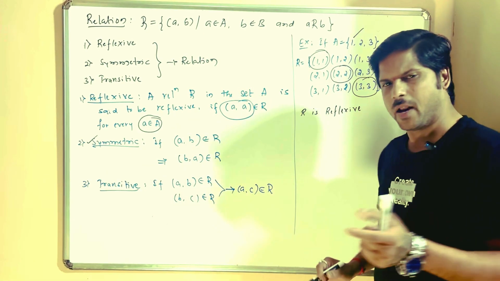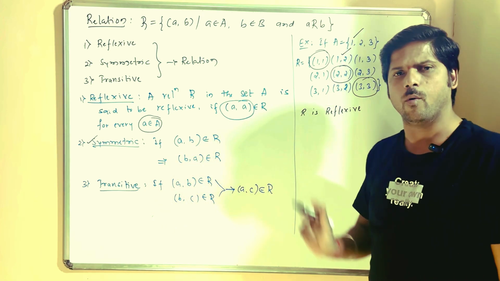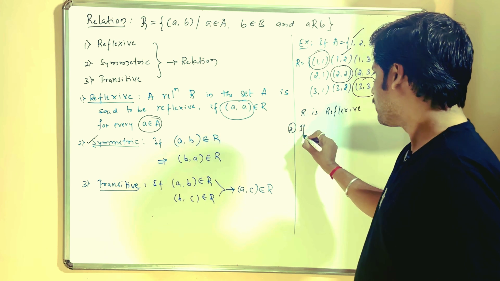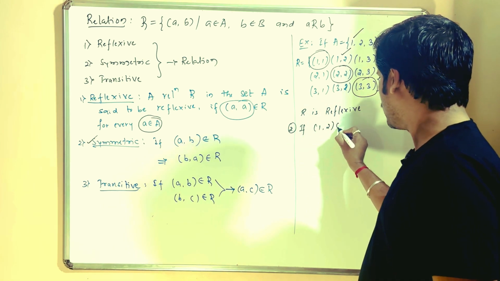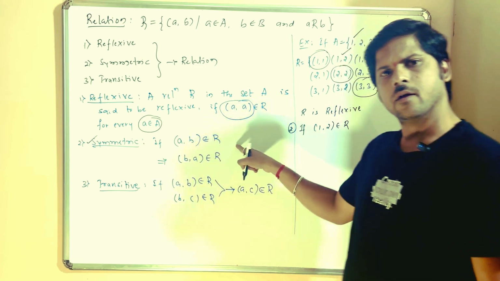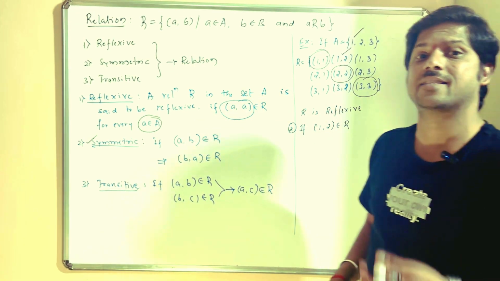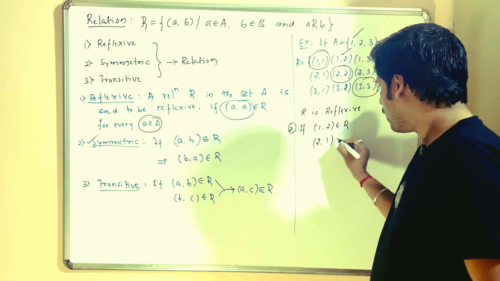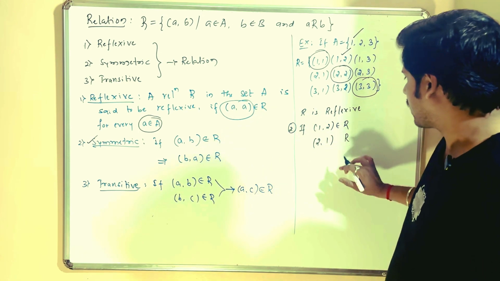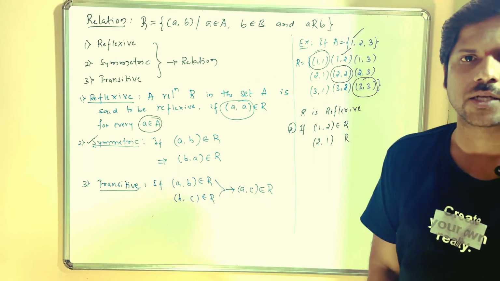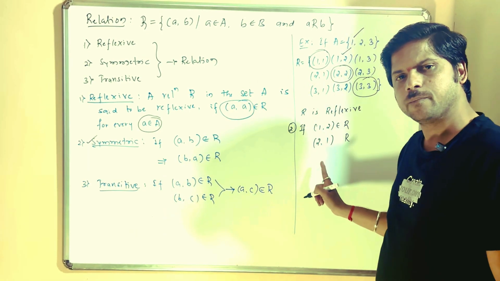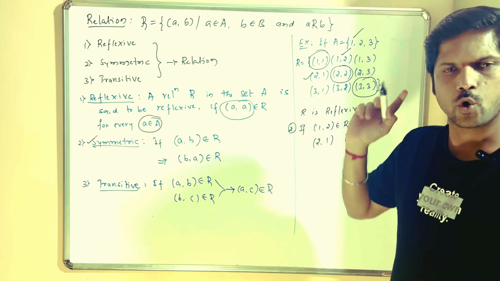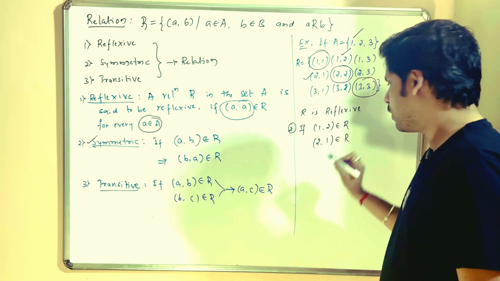Here, check it. For example, I will consider 1, 2. We can take any ordered pair. So 1, 2. Now we have to see the second condition. If 1, 2 belongs to R, it is given. Now we have to check whether the reverse pair exists. Reverse of this one is 2, 1. Whether it belongs to the given relation or not, we have to check it. If it is there, then it is symmetric. Now here 2, 1 is present. So therefore it belongs to R.